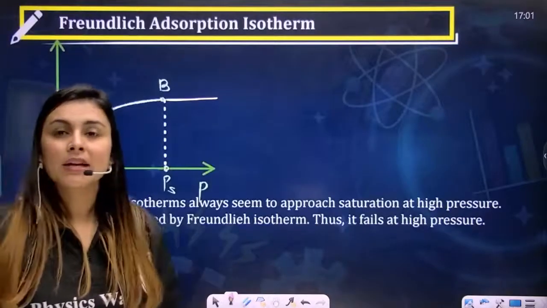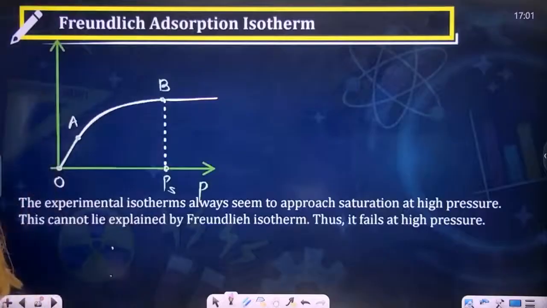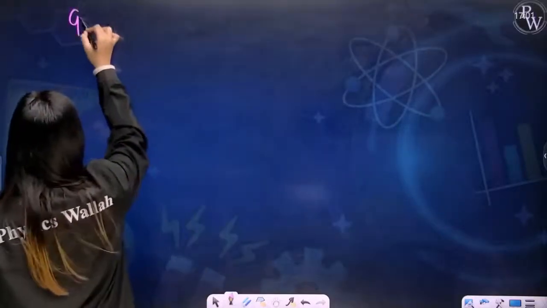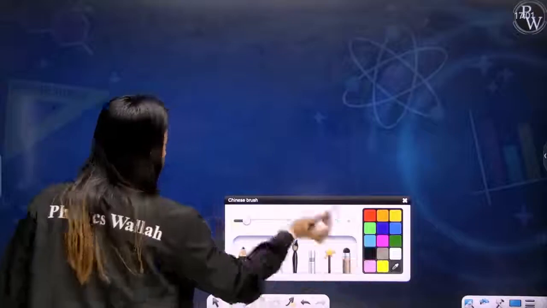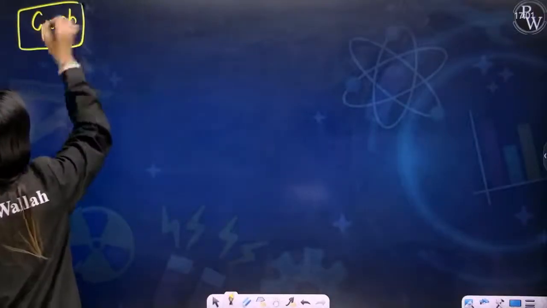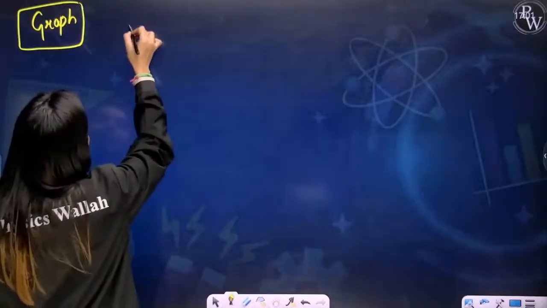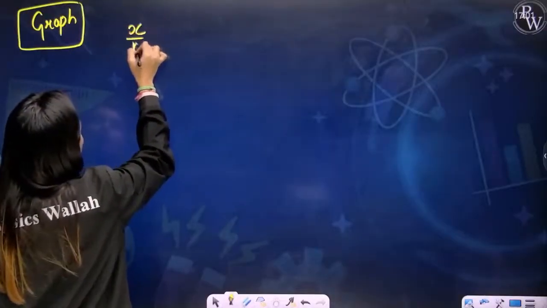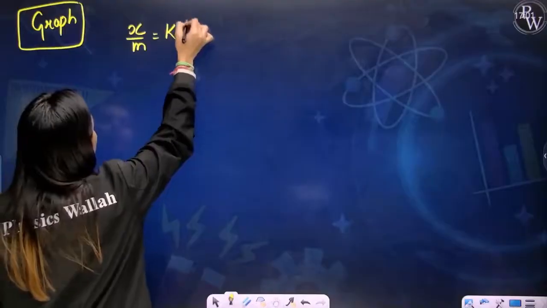Okay, now only a very small thing is left, which is the graph. Now let's try to plot a graph. We know that from Freundlich adsorption isotherm, x upon m is equal to kp power 1 upon n.